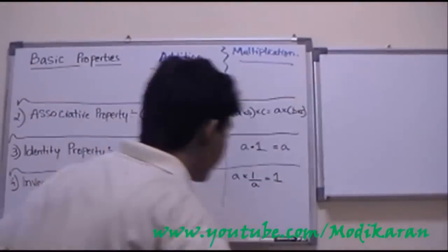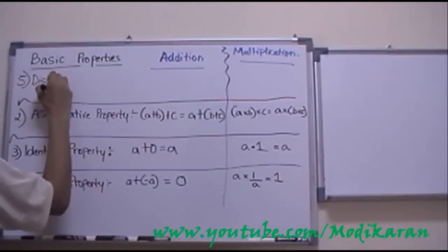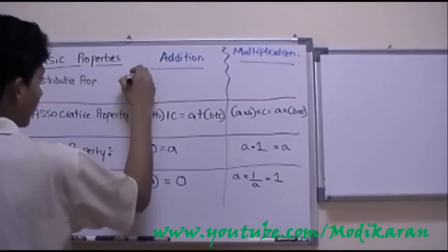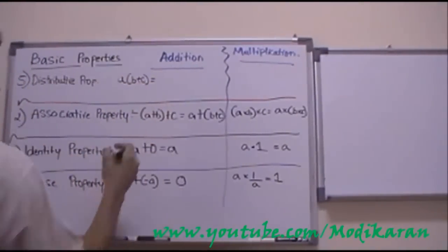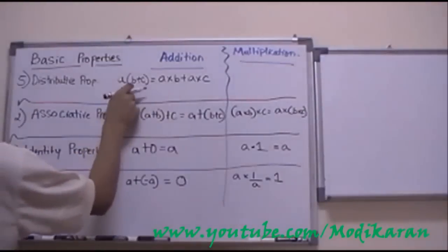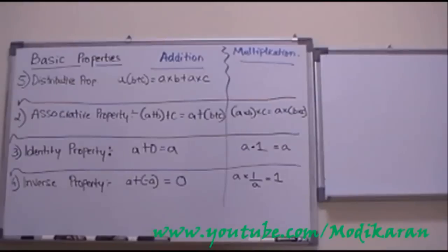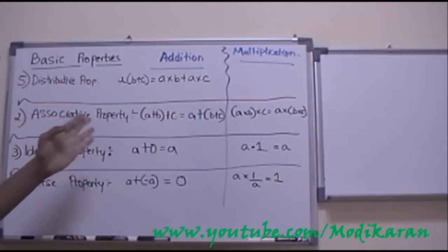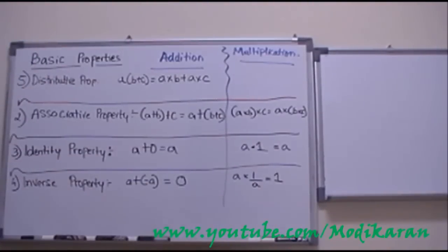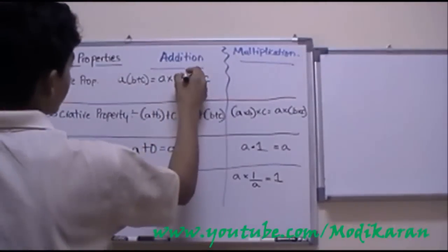So the fifth property, which is the distributive property, basically means that A times (B plus C) is equal to A times B plus A times C, because you're distributing A to these values. The plus here doesn't always have to be plus. It depends on what the sign is inside the parentheses. If you had a minus, it would be A times B minus A times C. But for this example, I'm just going to use B plus C, so A times B plus A times C. That is for addition, because we're using the addition sign over here.